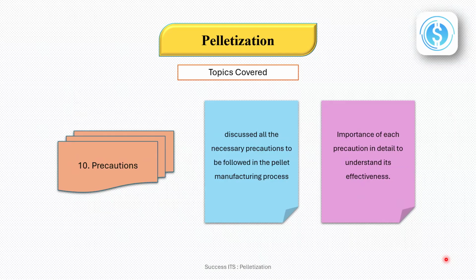In the 10th session, we will discuss the important precautions that must be followed throughout the pellet manufacturing process to ensure product quality, process consistency, and compliance with good manufacturing practices. In this topic, we will explain the key precautions related to material handling, equipment preparation, process execution, environmental conditions, cleaning, and documentation. You will understand why each precaution is important and how it helps to prevent contamination, cross contamination, product loss, and processing errors.